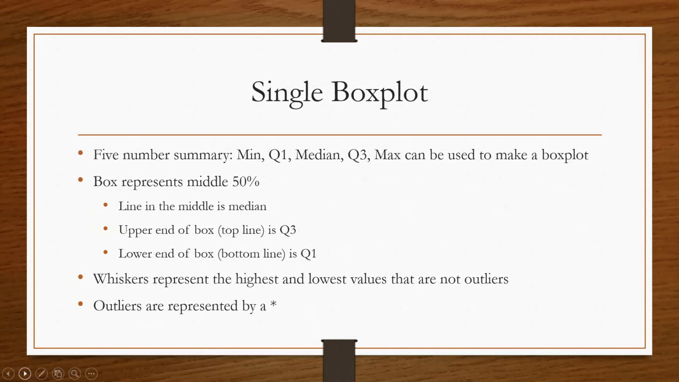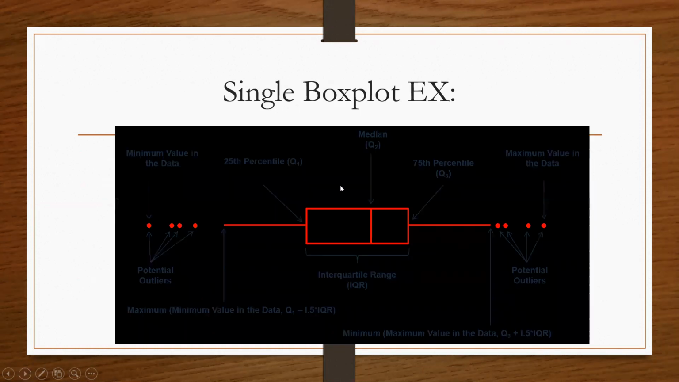All right, so going back, a single box plot is really comprised of the five number summary of the minimum, the first quartile, median, the third quartile, and the maximum. And I'm sure you guys have had to view this in Minitab and on the homework and stuff like that. So you guys know what a box plot is. The whiskers represent the lowest and the highest values that are not outliers, and all the outliers are basically represented by an asterisk. So here is a picture of that.